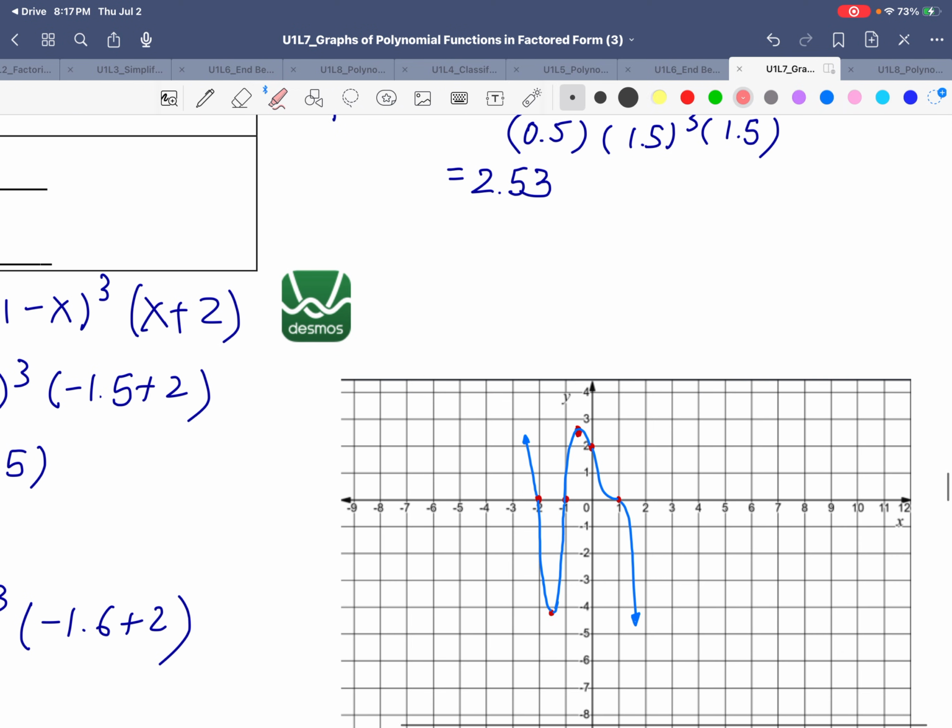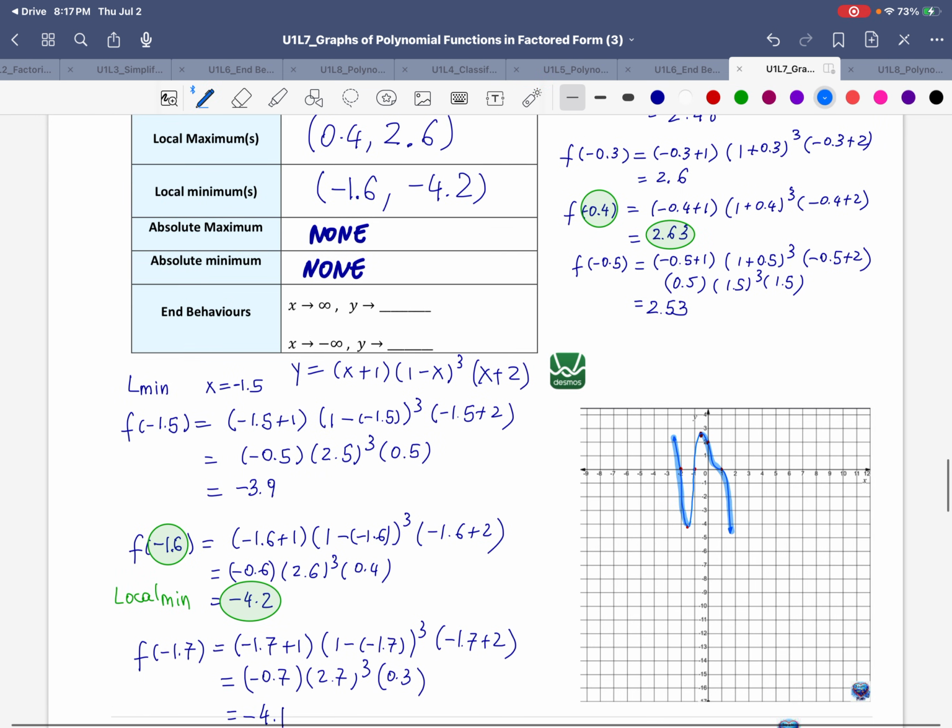So notice how the function is decreasing and then decreasing in here. So we're going to say that the function is decreasing for what values of x? Well, this is an arrow from negative infinity then to negative 1.6. I think it is kind of nice to write the coordinates, not a must, but negative 4.2 here, and this is negative 0.4 and 2.63 or 2.6. That's the local max, and this is the local min.